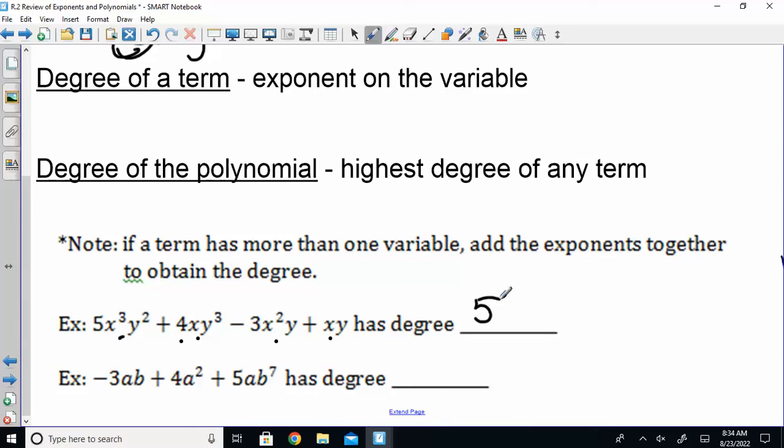All right, take a second and do the next one on your own. Figure out the degree of that polynomial. What do you think it would be? 8. Because this is 2, 2, and 8. So we take the biggest one. Are we good with that?